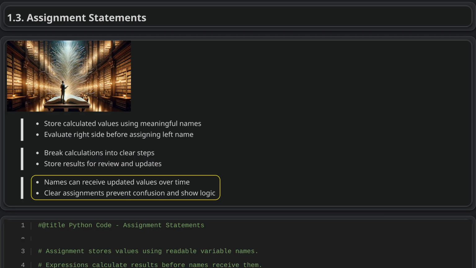In Python, assignment statements update a name with a new value as a program runs, helping track the current state of data. Clear assignments make code easier to understand, but reusing names carelessly can cause confusion. Used well, they support logical flow and make reasoning about a program clearer.